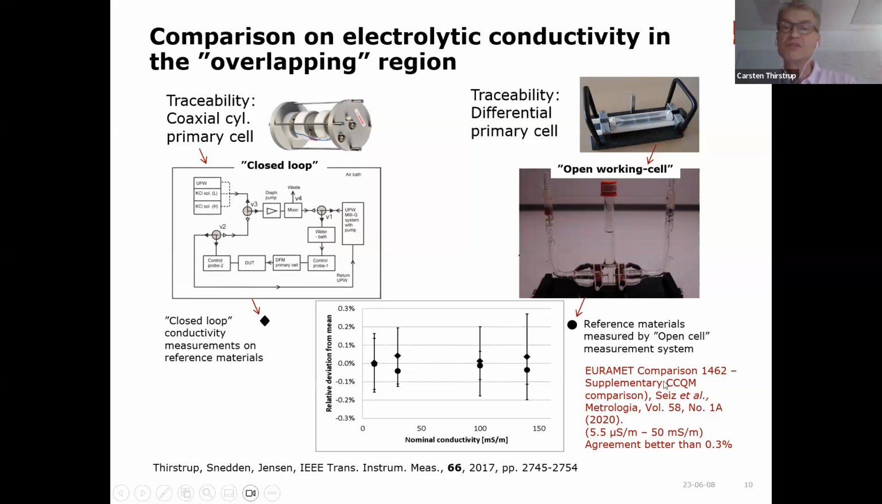And we have also participated in a comparison recently with other groups, which was headed by Stefan Schweitz. And in this case, we got an agreement better than 0.3%.